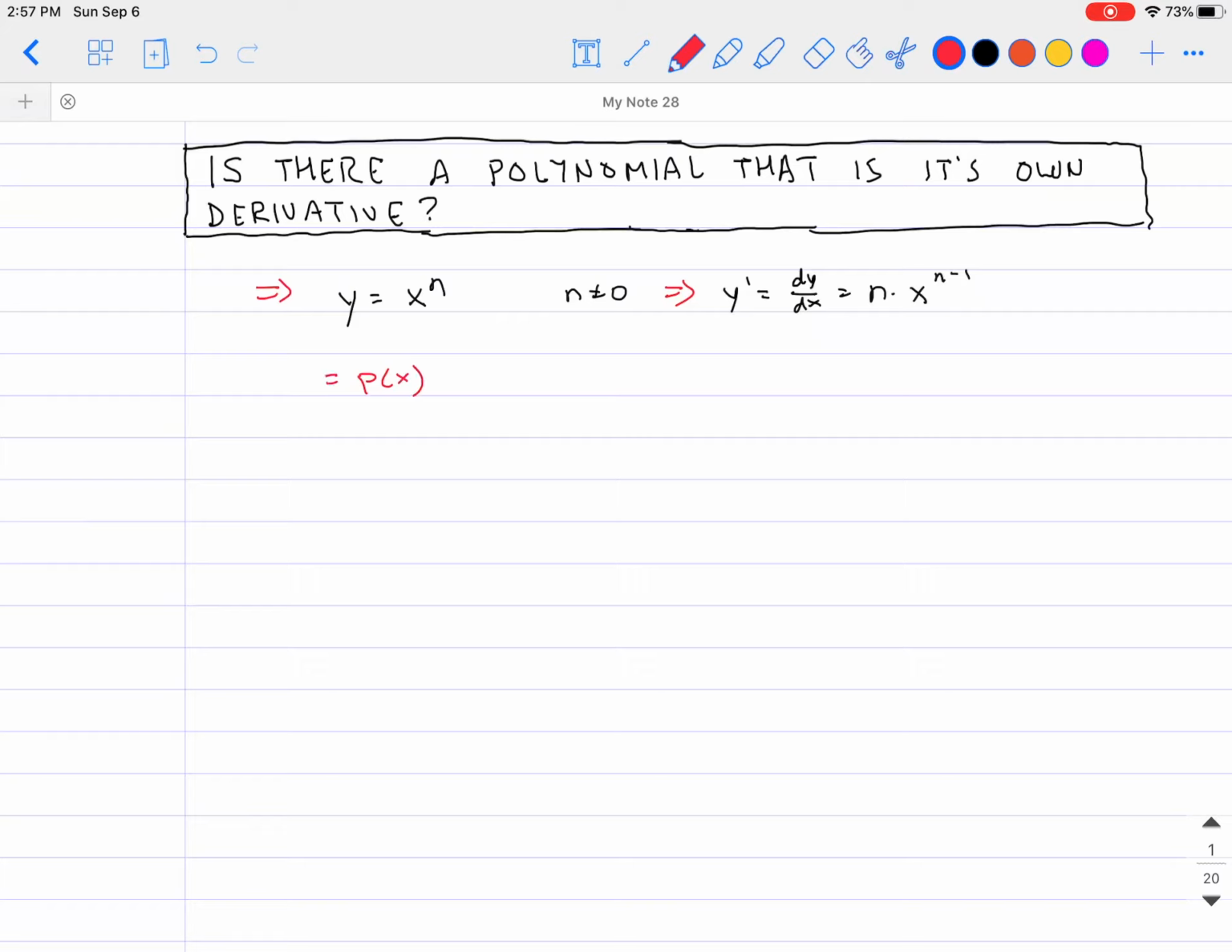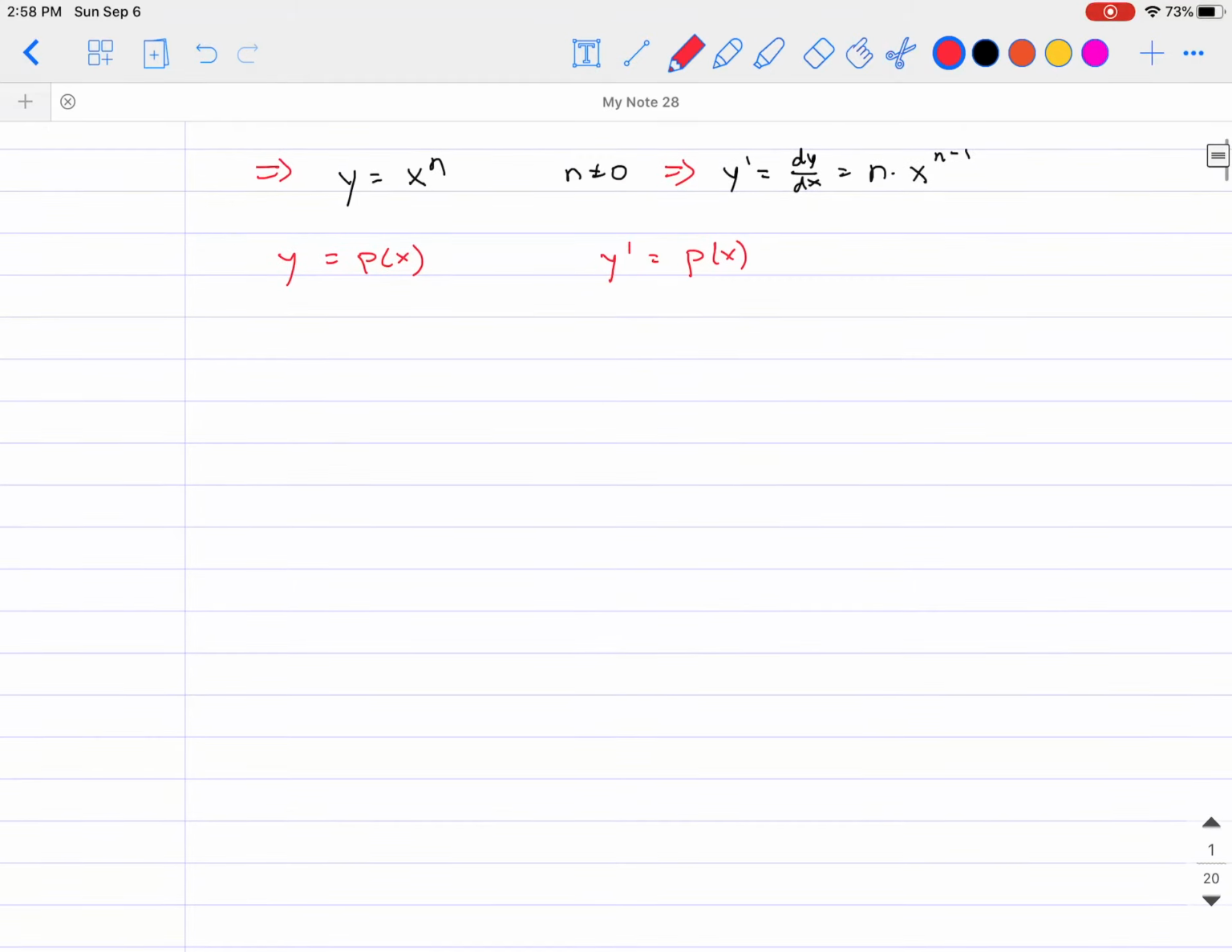I want to know, is there a p of x, where p of x is a polynomial, where if y is equal to that polynomial, then y prime is also equal to that polynomial? So I want to know if there is a polynomial such that this is going to be true. So here, let's get a starting point.